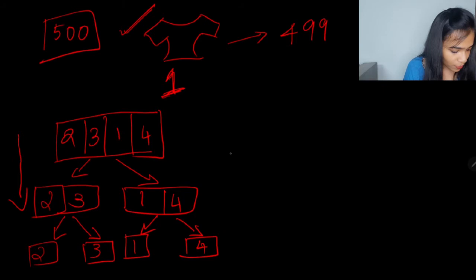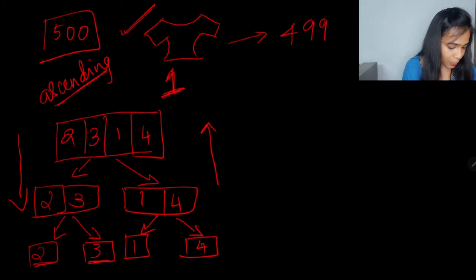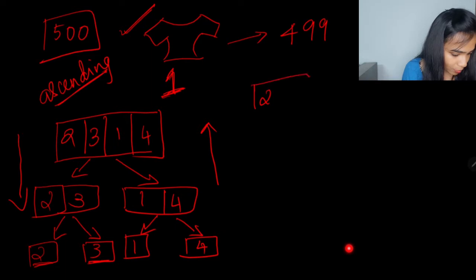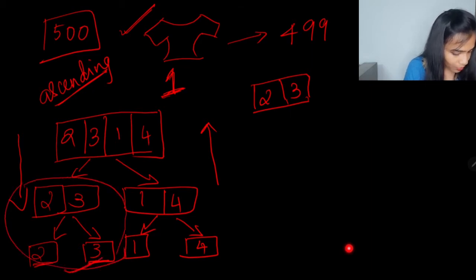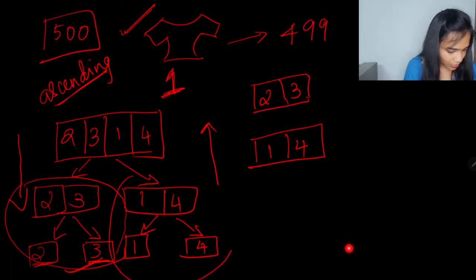Now when we are solving it, we go from down to up. We compare these two, 2 and 3. Let's say I want to sort in ascending order. So we compare 2 and 3. 2 is smaller, so we have 2 first followed by 3. Now we come to this side. This side is sorted. Now we see 1 and 4, which is again already sorted. So we have 1 and 4. This side is already sorted.